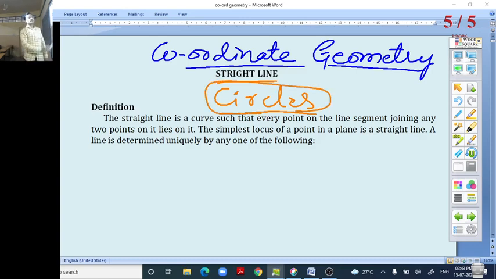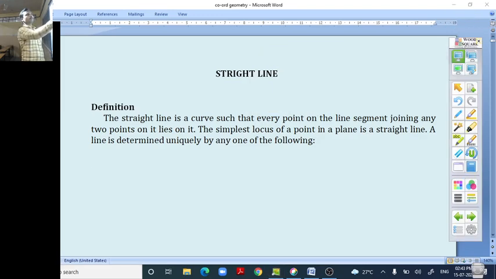At the end of the session, we will study the basic definitions, concepts, equations of the circles, and the properties of the circles. Okay, so let us study one by one.